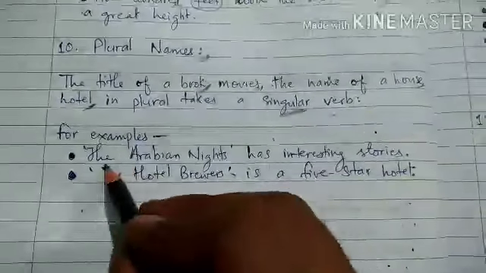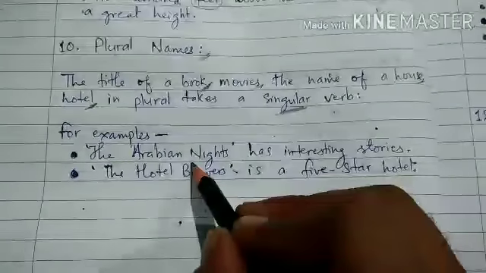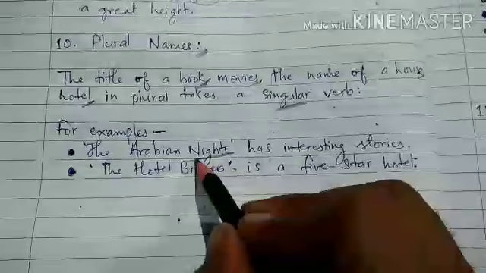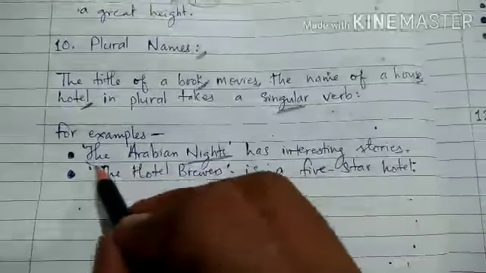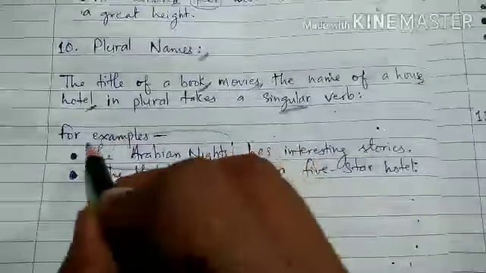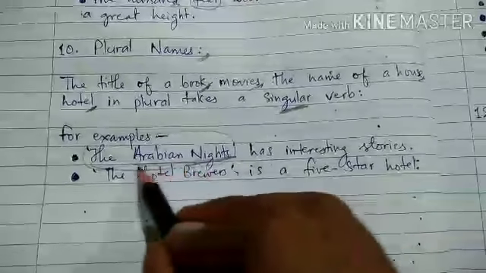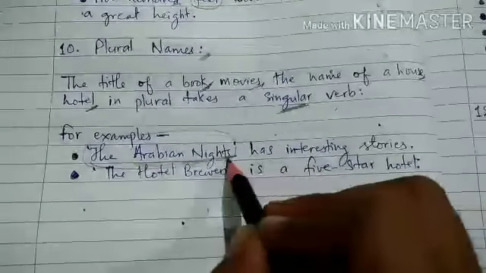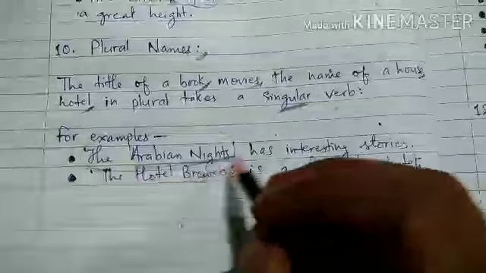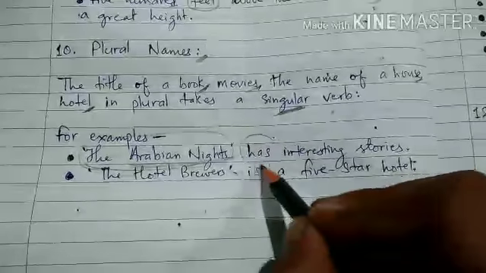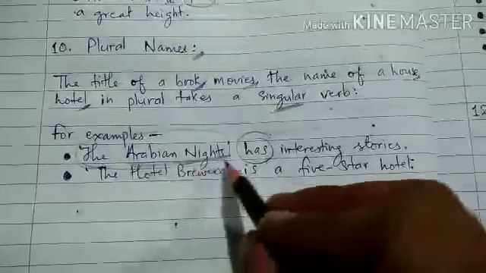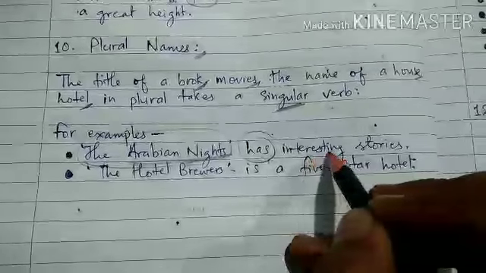Okay, like the Arabian Nights. So here don't go with "nights", plural. Okay, because we are talking about one book, which is the Arabian Nights. क्योंकि the Arabian Nights एक किताब का नाम है, भले ही इसका नाम plural में हो, लेकिन ये एक book को refer करता है, so singular verb. The Arabian Nights has interesting stories.